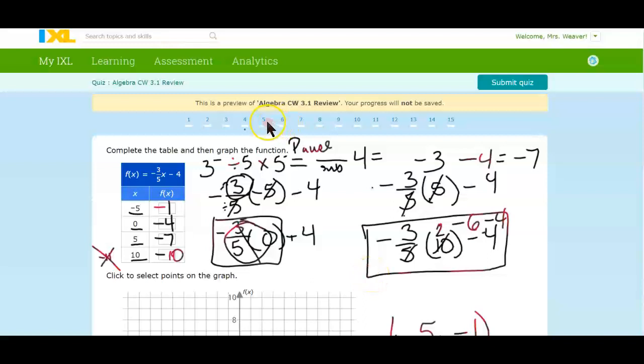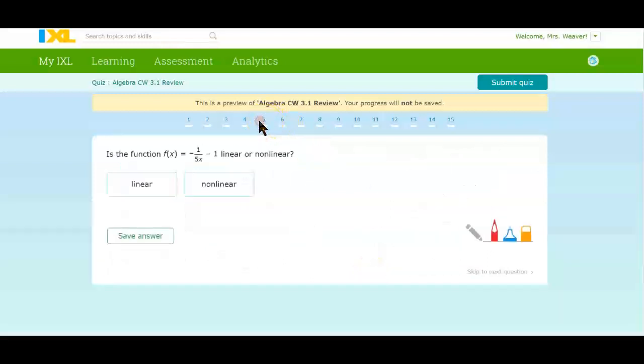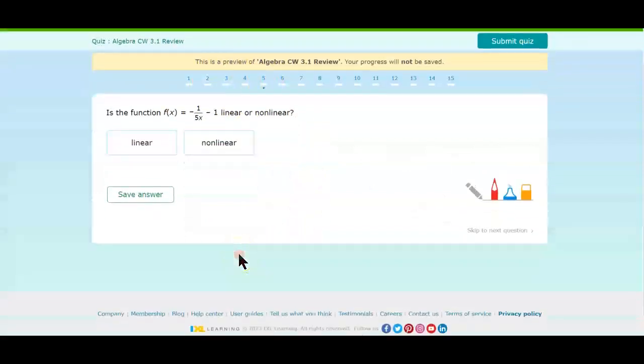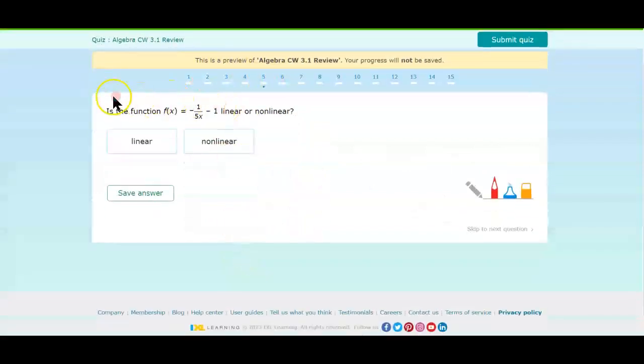All right, we will move on to number 5. Those are the longest problems, 1 through 4. The rest go a lot faster. So, linear or nonlinear, there were a few things we came up with to help us remember here, and you might like to add these to your notes, especially with fractions. Oftentimes we think fractions are always a problem.